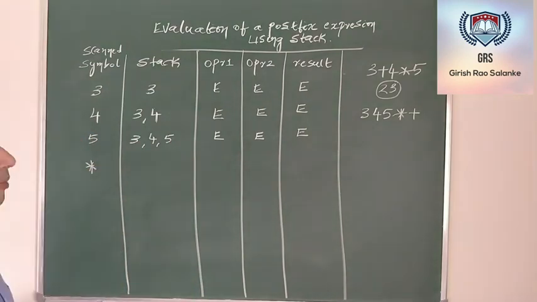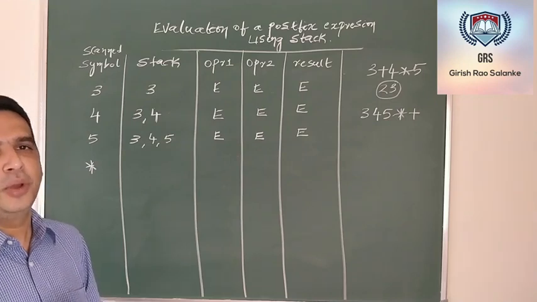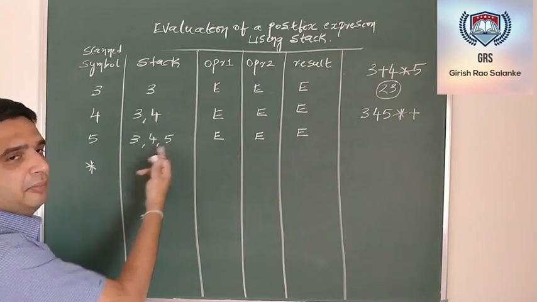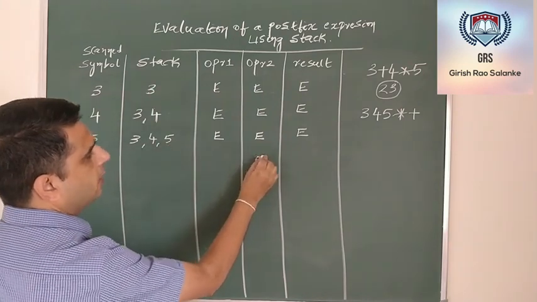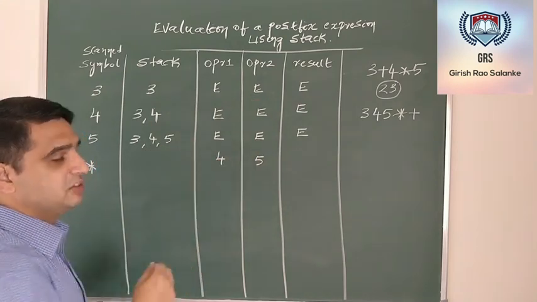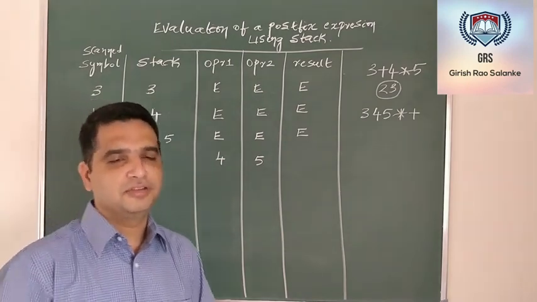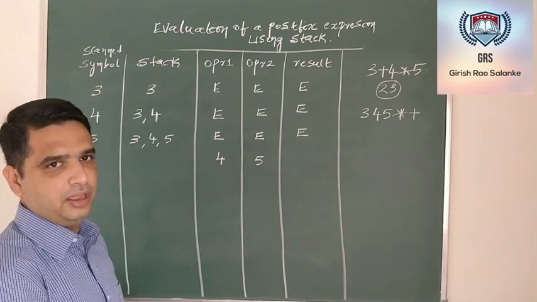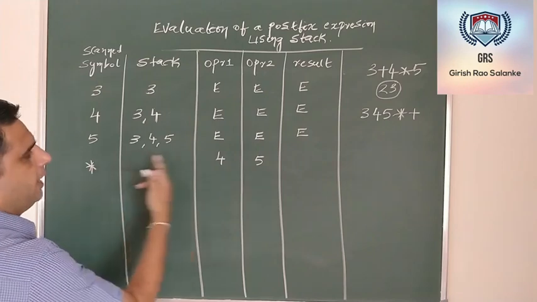If the scan symbol is an operator, what are we supposed to do? We are supposed to pop 2 elements from the stack. The first popped element will be 5 because 5 was inserted last. Assign this 5 to operand 2 and the next popped element 4 to operand 1. This is what we have written in the algorithm. If you remember, pop 2 elements from the stack, assign them to operand 2 and operand 1 respectively, and we need to perform the operation, 4 multiplied by 5.